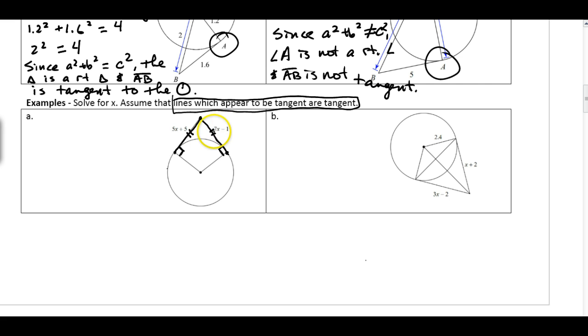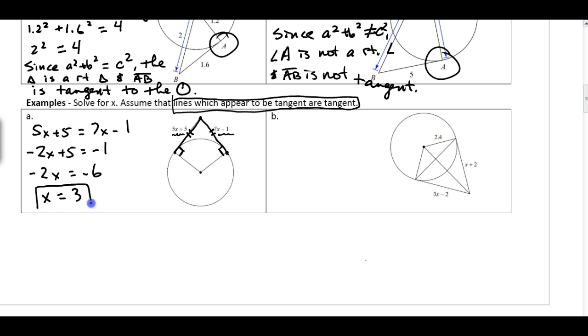So if these two tangent segments are congruent, that means that my 5x plus 5 is going to equal my 7x minus 1. So I have 5x plus 5 is equal to 7x minus 1. I'm going to subtract 7x from both sides, so I get negative 2x plus 5 is equal to negative 1. I'm going to subtract 5 from both sides, so I get negative 2x is equal to negative 6. Divide both sides by negative 2, and I get that x is equal to 3.